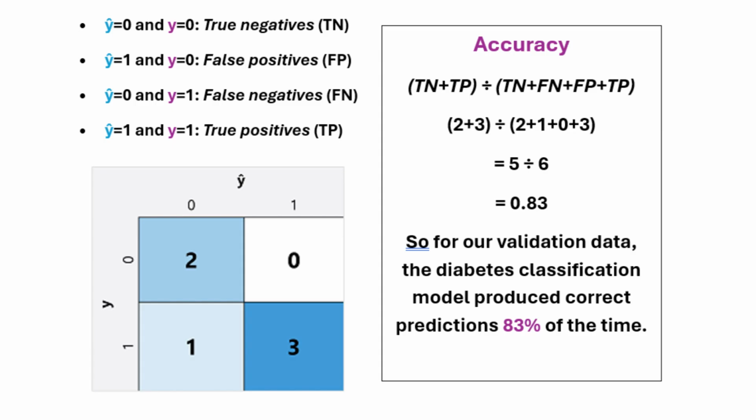Accuracy might initially seem like a good metric to evaluate a model, but consider this. Suppose 11% of the population has diabetes. You could create a model that always predicts 0, and it would achieve an accuracy of 89%, even though it makes no real attempt to differentiate between patients by evaluating their features.